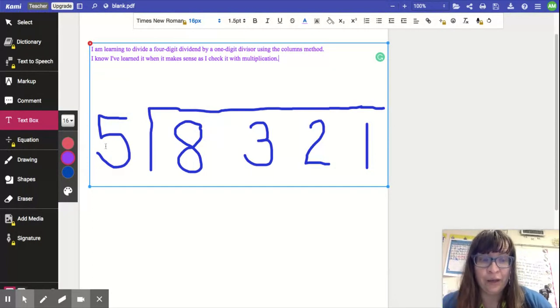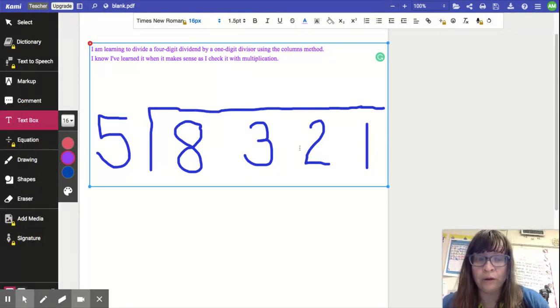So this is how we use the columns method in division. We'll know you've learned it when it makes sense, and we can check it with multiplication, which we will do at the end. So the first thing we do is we put the dividend inside of this box. We put the divisor next door.